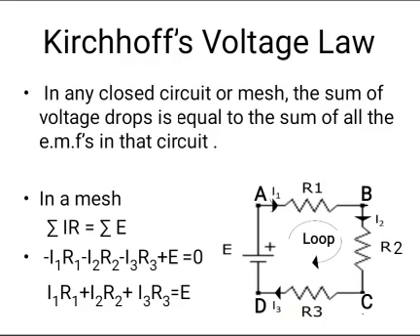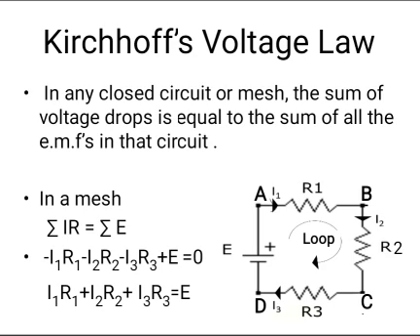Next, Kirchhoff's voltage law. In any closed mesh, the sum of voltage drops is equal to the sum of all EMFs in the circuit. That means summation of IR, the product of current and resistance, equals the summation of EMFs, E. In the circuit, the mesh A, B, C, D, A is a mesh.